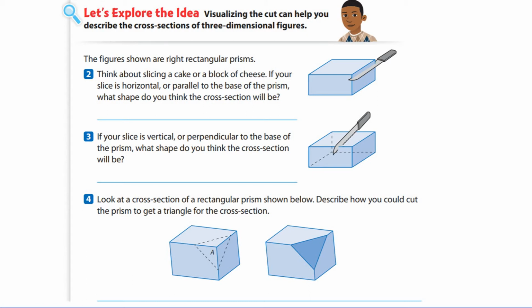Question 4. Look at a cross section of a rectangular prism shown below. Describe how you could cut the prism to get a triangle for the cross section. So take your time trying to answer this. First off, pause the video. Once you're done answering this, unpause the video to check your answers.